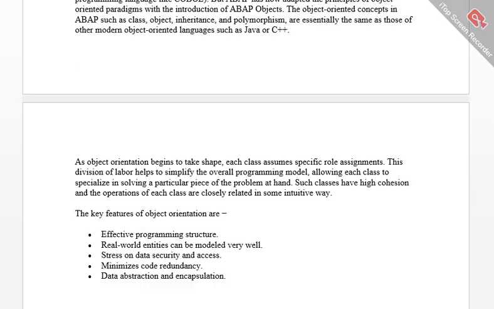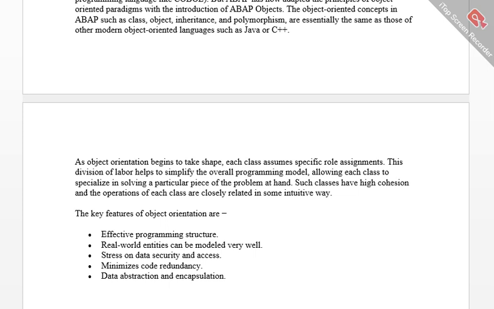As object orientation begins to take shape, each class assumes specific role assignments. And this division of labor helps to simplify the overall programming model, allowing each class to specialize in solving a particular piece of the problem at hand. And such classes have high cohesion, and the operations of each class are related in some intuitive way.